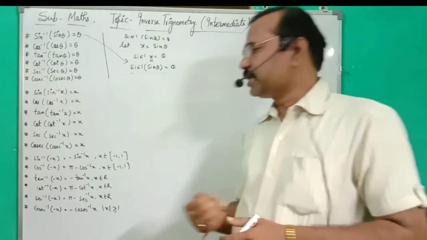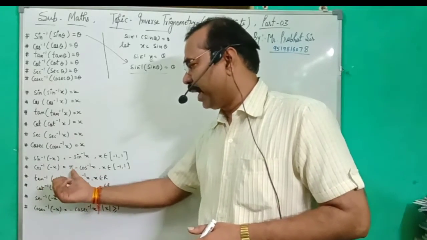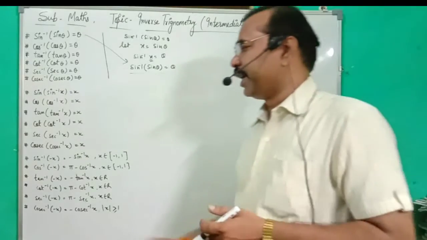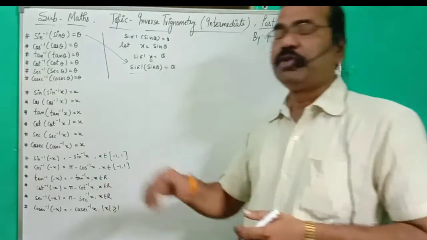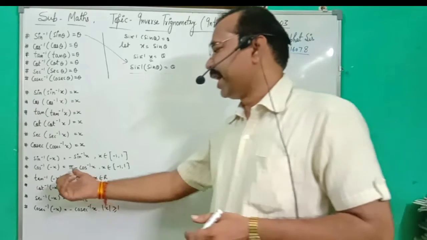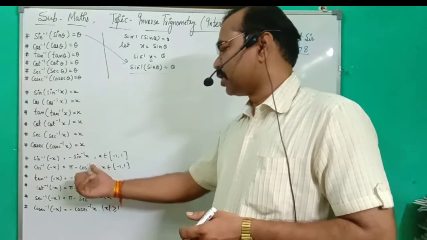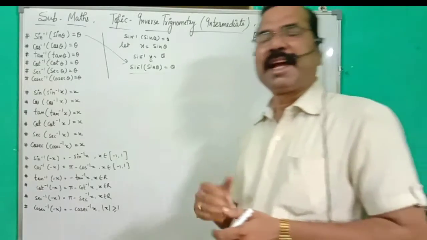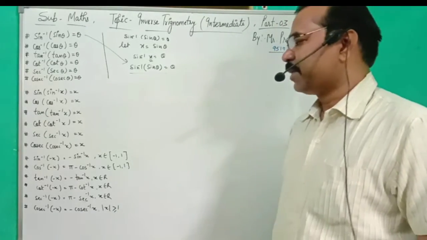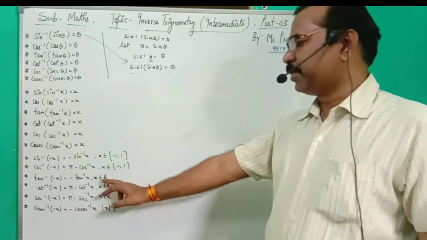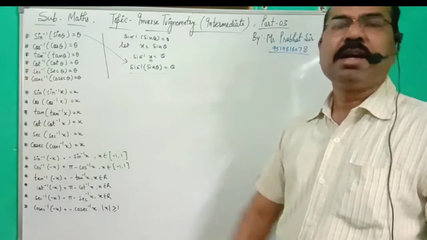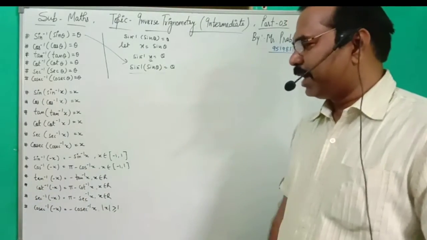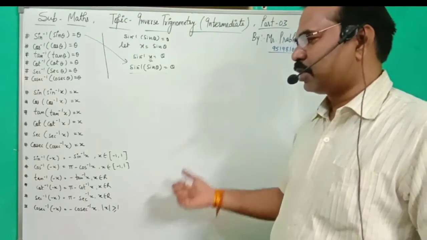Second, cos inverse of minus x is equal to pi minus cos inverse x. Why? Because in the second quadrant, cos inverse of minus x uses 180 minus theta. So we write pi minus cos inverse x, where x belongs to minus 1 to 1. Next, tan inverse of minus x is equal to minus tan inverse x, where x belongs to R, the real numbers. Next, cot inverse of minus x is equal to pi minus cot inverse x, where x belongs to R.